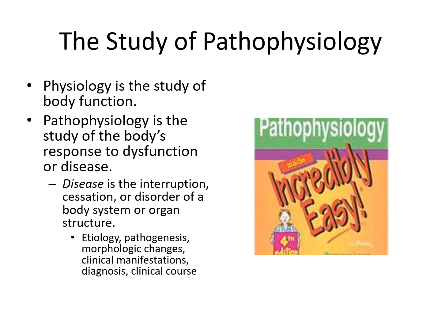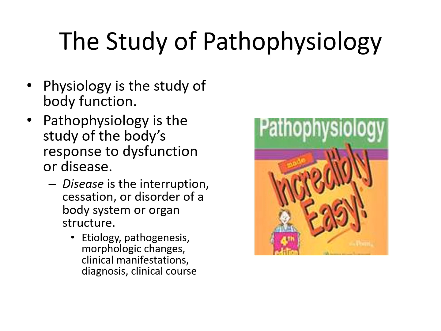The definition of disease is an interruption or cessation or disorder of the body system or organ structure that is characterized by four recognized requirements. 1. An etiologic agent or agents. 2. Clinical expression of identifiable signs and symptoms. 3. Consistent anatomical alterations. And 4.